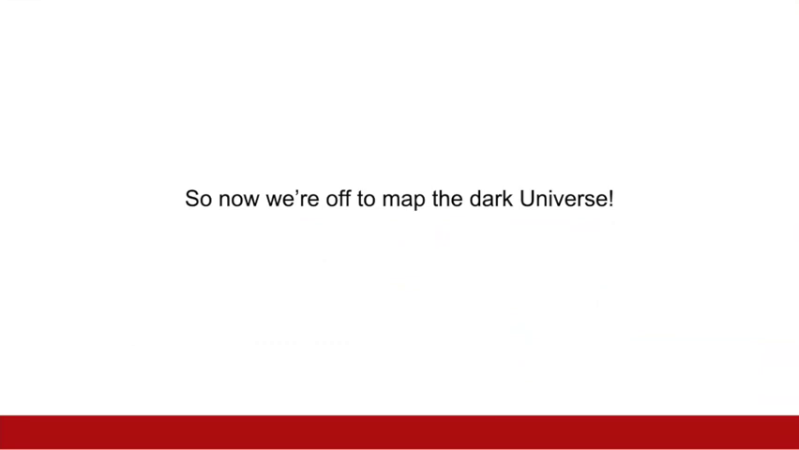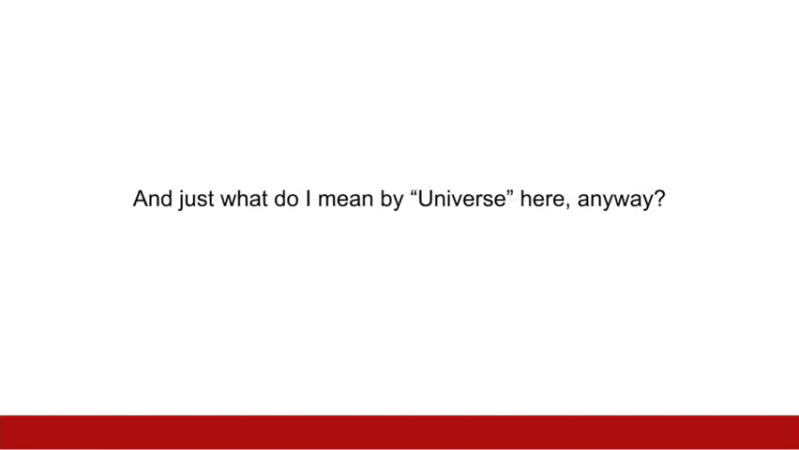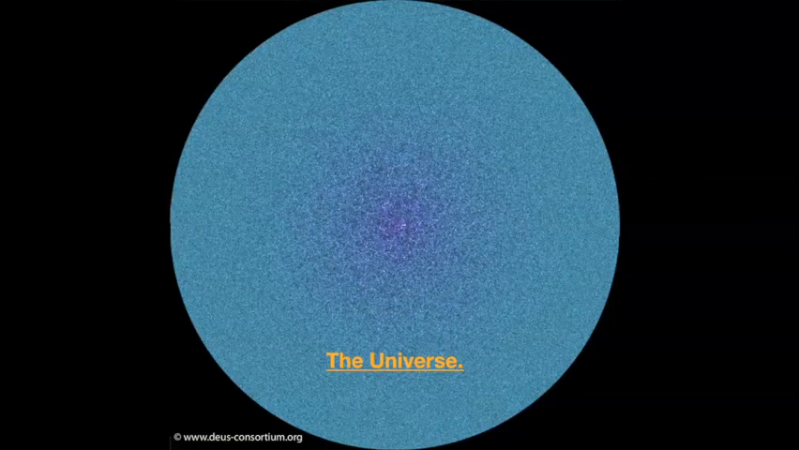We're trying to figure out how the images that Euclid is going to take tell us about the expansion of the universe and dark energy. And just what do I mean by universe here anyway? So here's the universe. And what I mean by this is that you have to remember, and I think most people here do, of course, that light travels at a finite speed and the universe is finitely old. So if you look in any direction, there's a sphere around you that's set by the speed of light times the time since the beginning of the universe that comprises all the things that you can see.